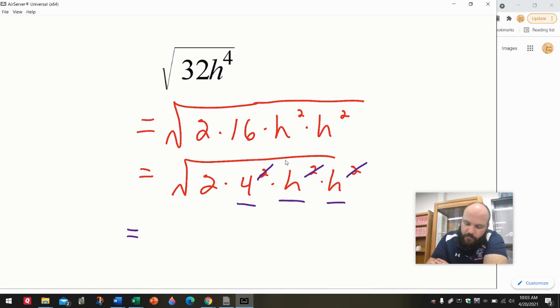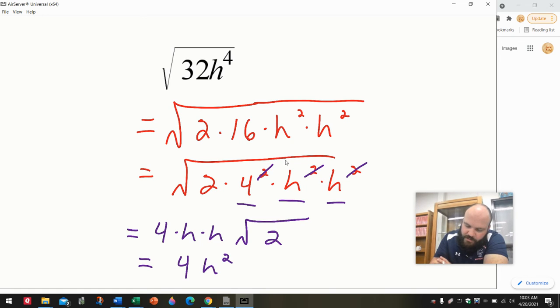So let's go ahead and do that. We have a 4, and then we have an h, and we have another h, and then we're left with 2 inside that did not come out. Now the two h's do multiply together, and we end up with h to the second, just like that.